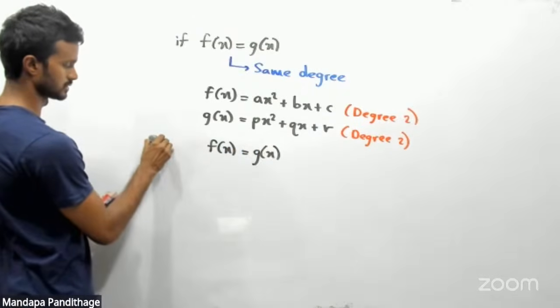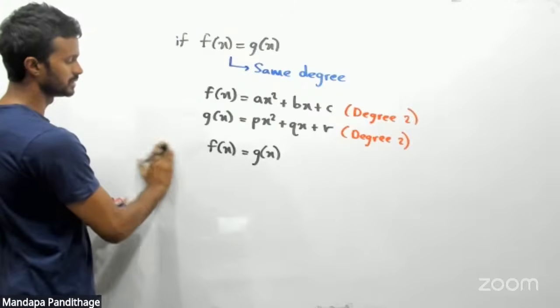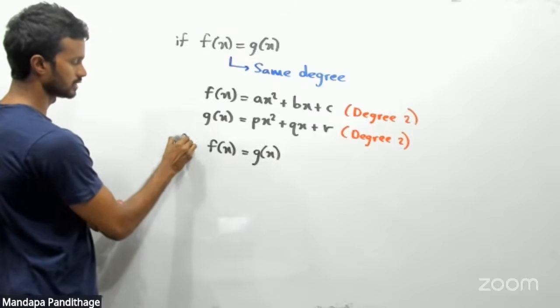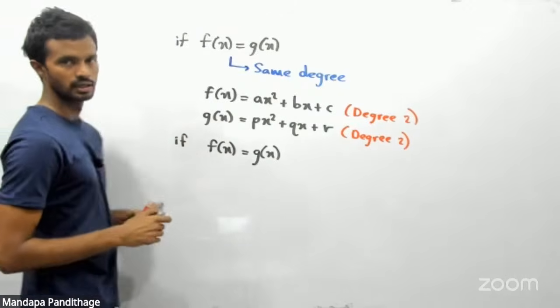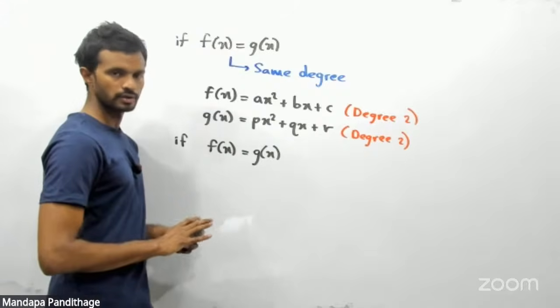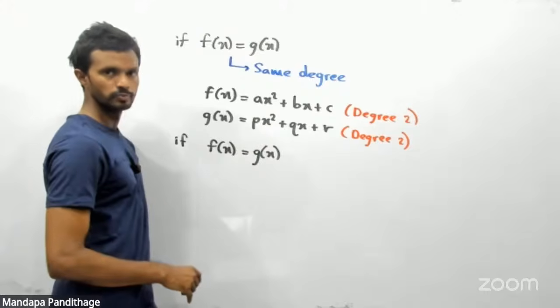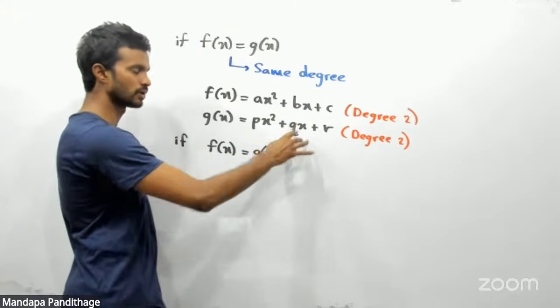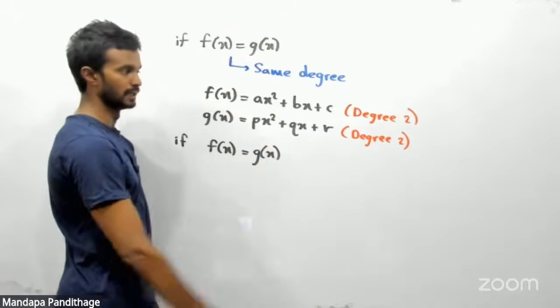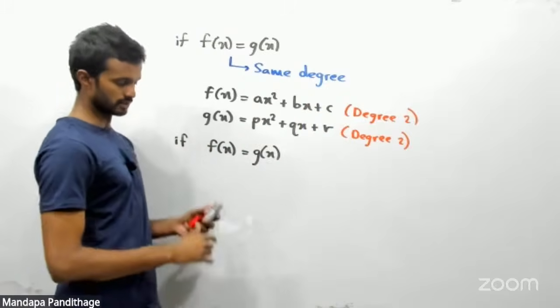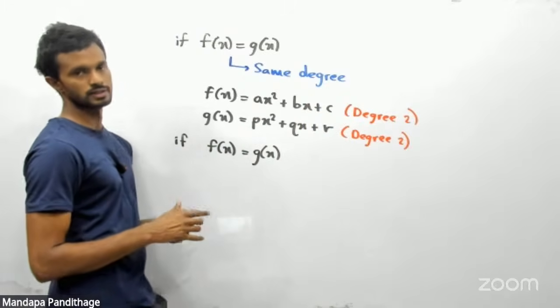If f(x) and g(x) are equal, the other requirement is that the corresponding coefficients should be equal. So what do we mean by corresponding coefficients? The x squared coefficient of both the polynomials should be equal. The x coefficient should be equal. The constant should be equal. So we say the corresponding coefficients are equal.